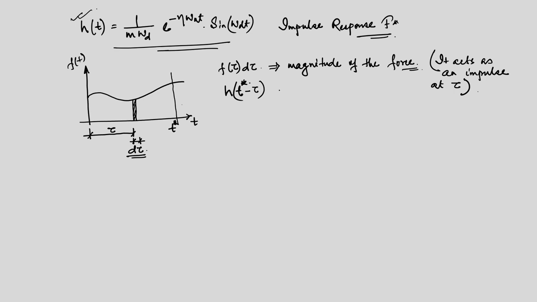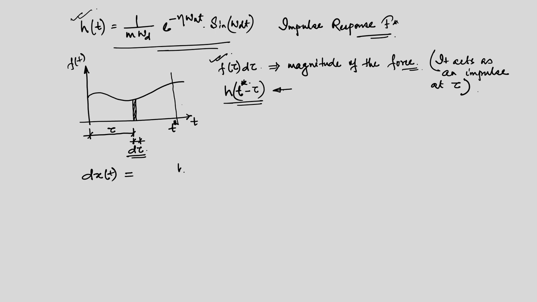This is the time shifted version of the unit impulse response function, because we consider this force acting as an impulse when the time is tau. So, that is the impulse response function. And now for that, if we say dx(t) is the response due to this impulse acting at tau, we can easily write it down.